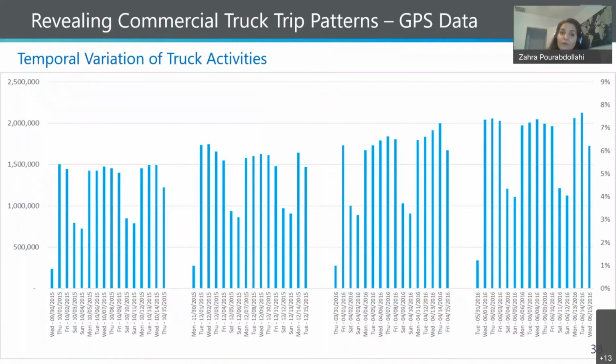We're also able to use the GPS data to analyze some other patterns of the truck trips, for example, temporal variations. These are the truck activities by day. As you can see, the weekends show much less activity than the weekdays, and this is shown for the different months that the data were collected in.